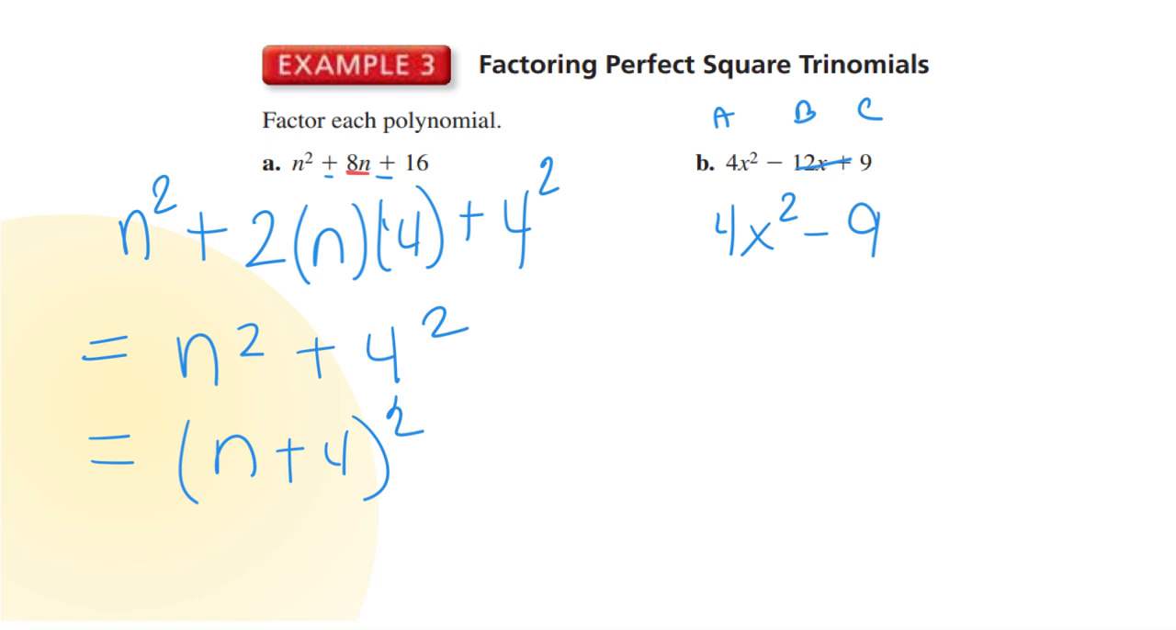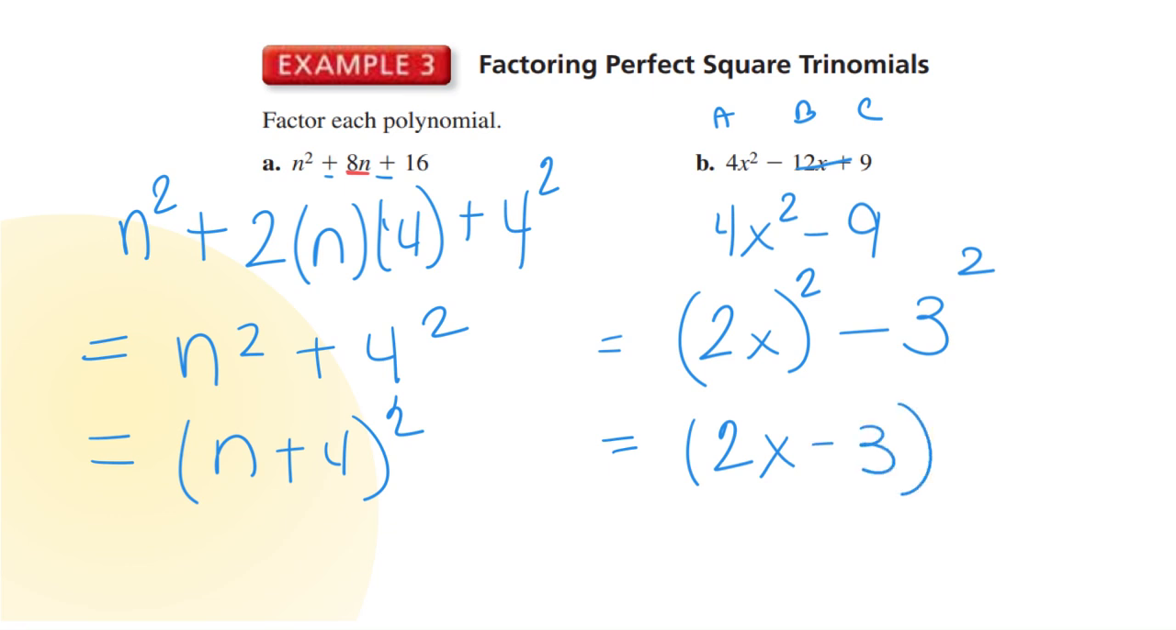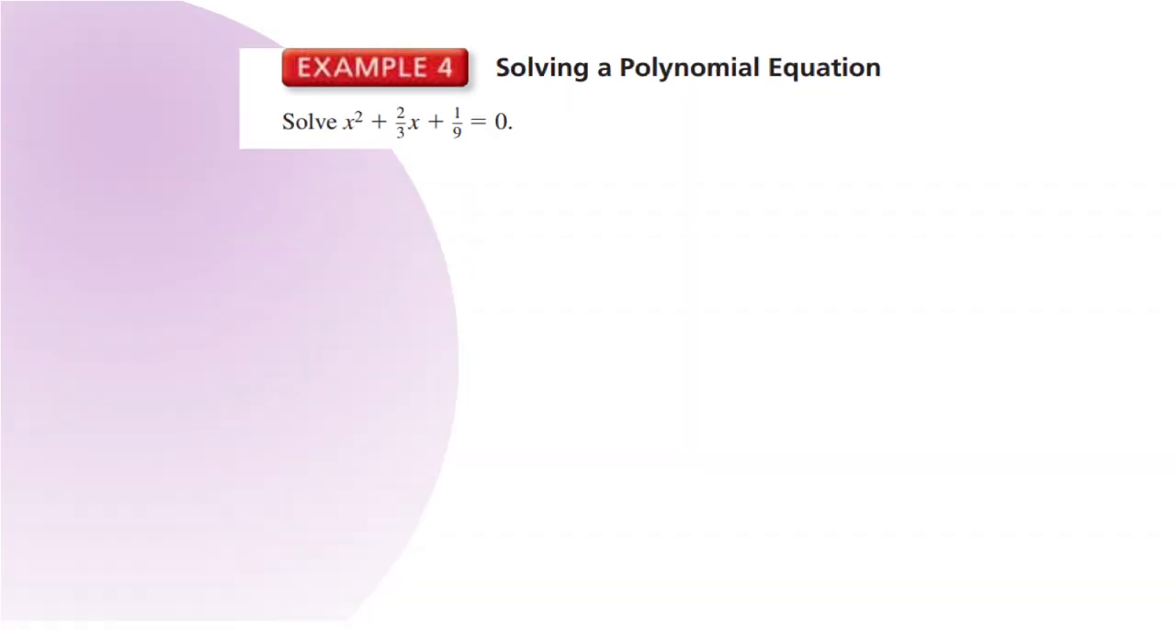So I know that 4 will be 2x to the power of 2. Remember, when you are distributing an exponent, you're giving the exponent to every single term inside the parentheses. Minus, and the perfect square of 9 is 3 to the power of 2. So my perfect square trinomial will be 2x minus 3 squared.